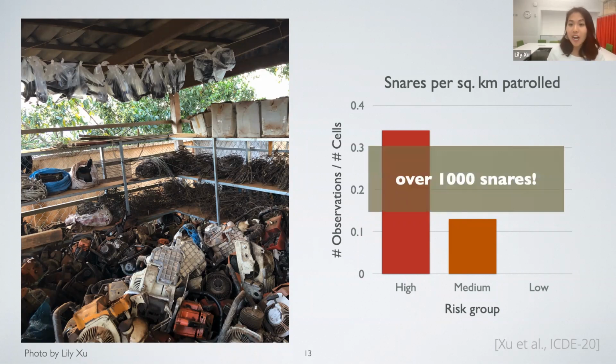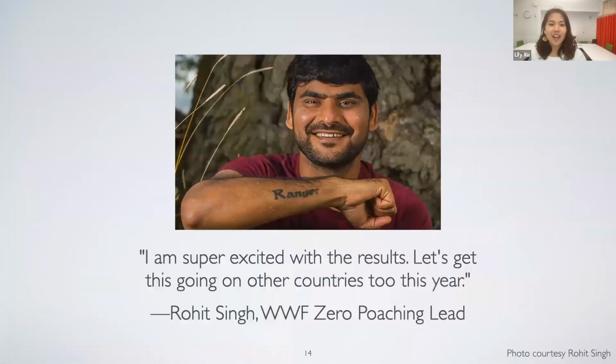And then in a subsequent month, when we were focused on high risk areas, the rangers found over 1,000 snares in a single month, which compares to a typical month where they would only find between 200 and 500 snares. So we were really excited about this outcome.